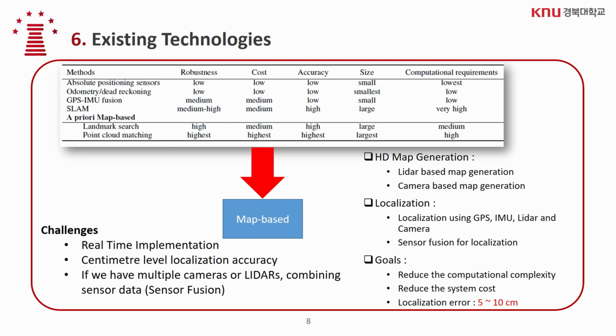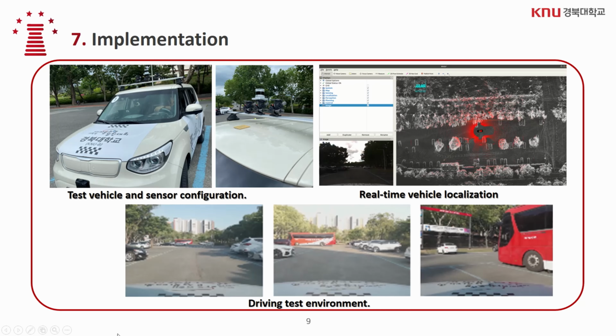The goals for our implementation were to reduce the computational complexity, reduce the system cost, and achieve a localization error between 5 and 10 centimeters. In our current implementation, we reached around 20 centimeters of localization accuracy. So here is the implementation. We have our test vehicle, and we configured our lidar sensor on top of the vehicle. Our project goal was to do localization, and not only localization but also autonomous self-driving, like in a student parking lot.